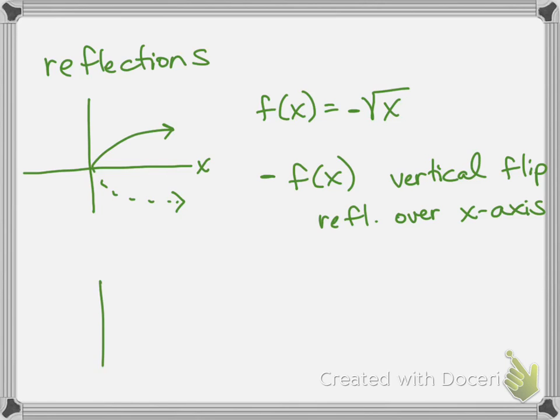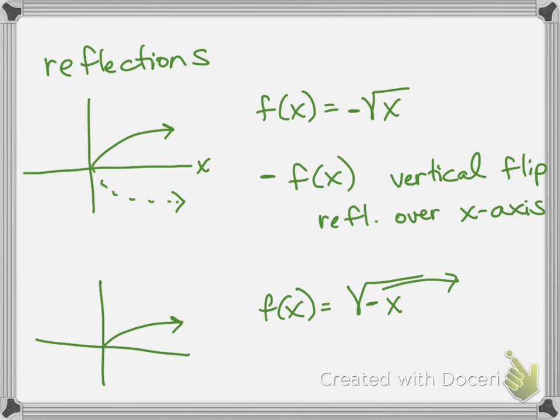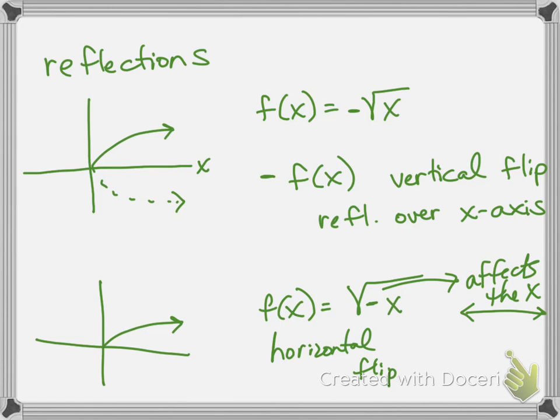But let's put this square root function back. If you had that same function and you had the negative under the root like that, where it's affecting the x, if it affects the x, x is our horizontal axis, then it's causing a horizontal flip. So we're going to flip over here. So it's a reflection on the y-axis.